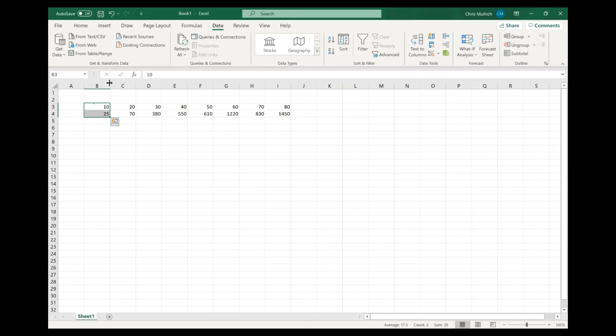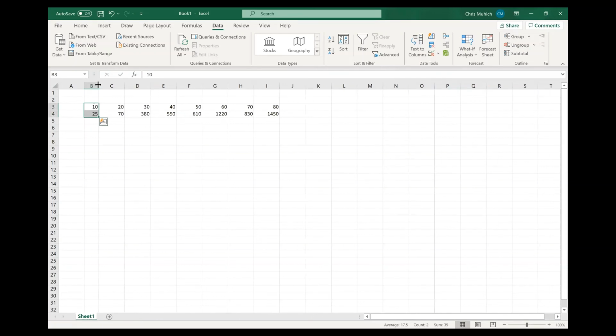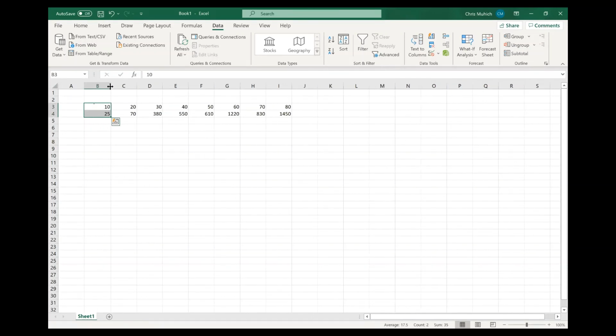If I want, I can change the size of my cells by clicking on the space in between each row name or each column name. Now that I have this data in, I'm ready to give it a label. So here I have my x's, here are my y's, and now I want to put in my y predicted.